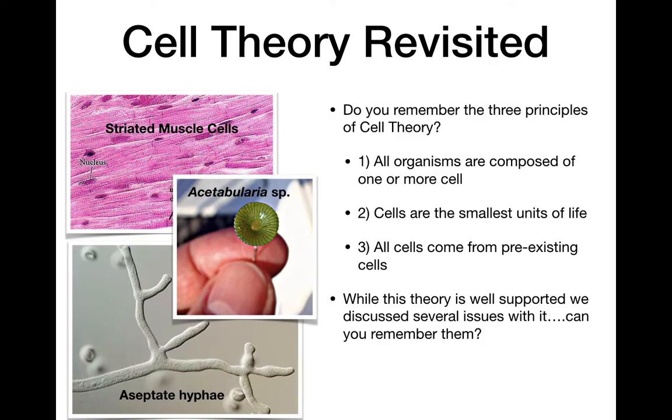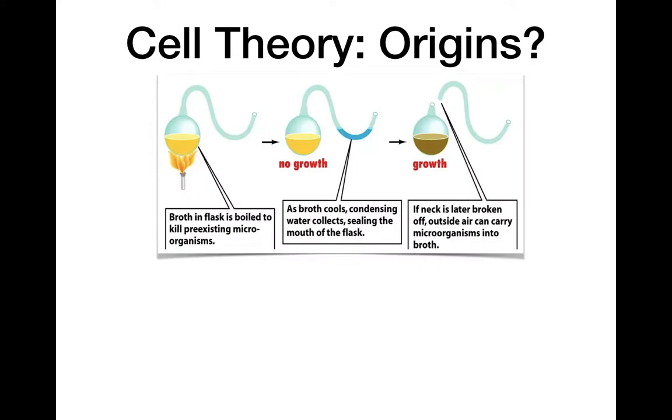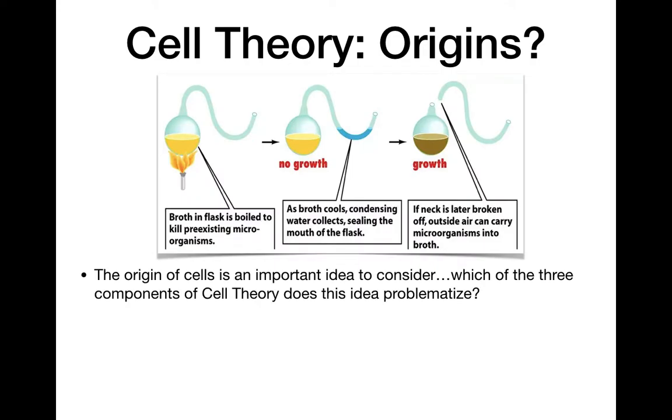But technically, none of these examples actually break any of the 3 principles of cell theory, so we're not actually causing any issues here. So we're going to talk about some actual issues today in this subtopic. So the first one is origins. The origin of cells is really important for us to understand and consider in terms of both evolutionary history of life on the Earth and just how these things came to be.